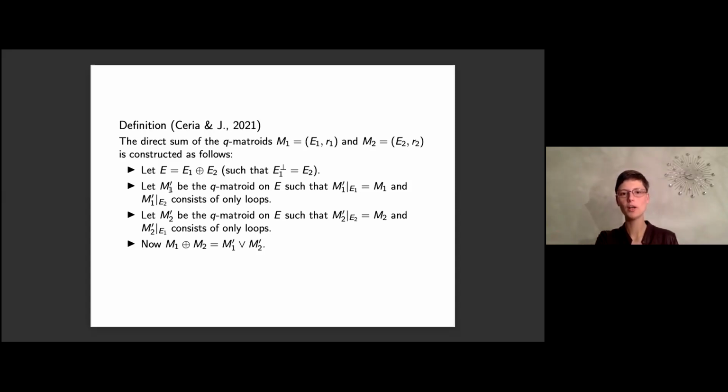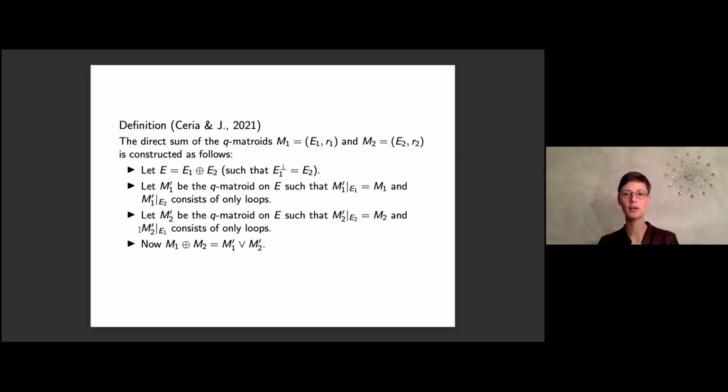So M1 prime is going to be a q-matroid such that if I restrict it to E1, I get back M1, so I get the right minor. And if I restrict it to E2, I just get loops. I only get green covers. And I do the same thing for M2. I make a matroid M2 prime. And if I restrict it to E2, I get back M2. And if I restrict it to E1, it contains only loops. So you get something similar as before.